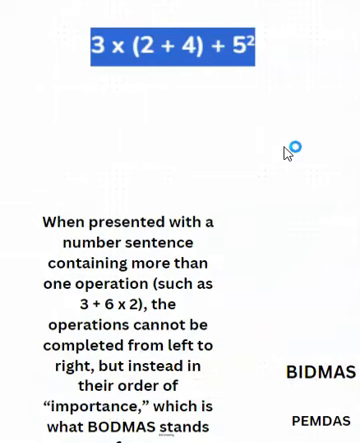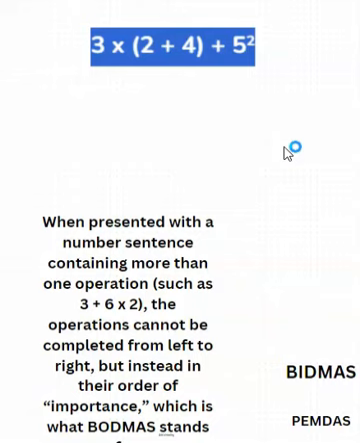Okay, this could be BIDMAS, BODMAS, or PEMDAS. So when it is BIDMAS, the B stands for brackets, the I stands for indices, then D for division, M for multiplication, A for addition, and S for subtraction.